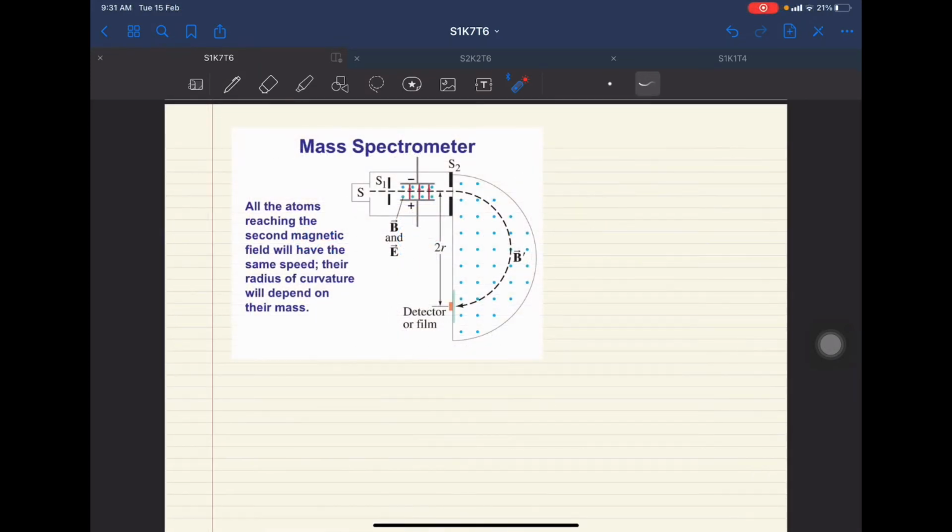Another main application that you need to know is the mass spectrometer. A mass spectrometer basically consists of two parts. The first part here is basically a velocity selector, continued from previously. Then this part is where the charge starts to move in circular motion. And over here you have a detector.